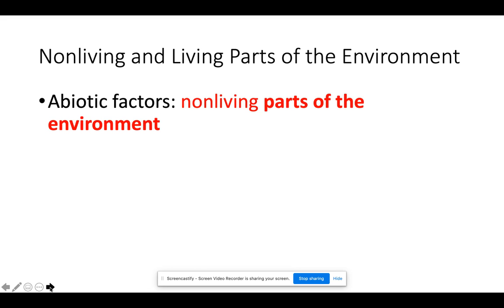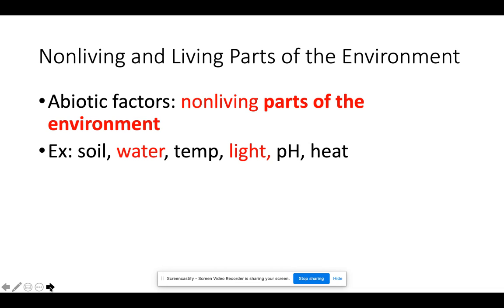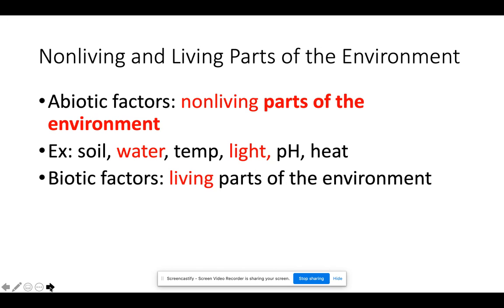Some non-living parts of the environment are called abiotic factors. Some examples are soil, water, temperature, light, pH, heat. All of these things are non-living, but they are important for living things. We can include oxygen and carbon dioxide in this category as well. Abiotic, a meaning negative, biotic meaning living. Non-living factors are called abiotic factors.